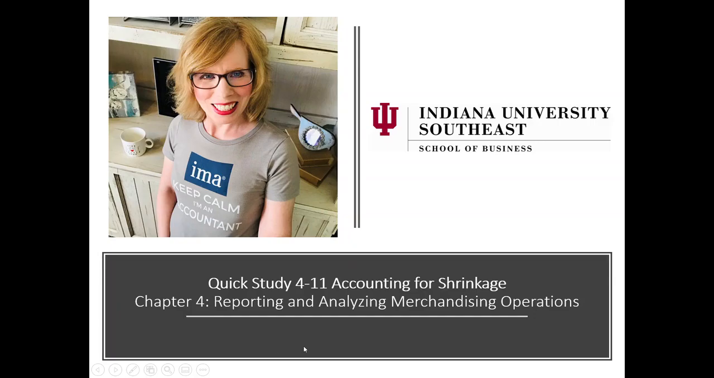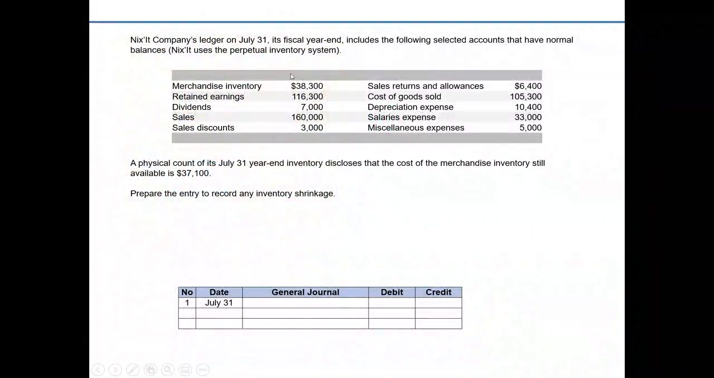In this problem, I'm going to demonstrate how a merchandiser accounts for shrinkage using an alternate version of Quick Study 411. So here we have the ledger balances as of their fiscal year end for Nixit Company. And we also note that Nixit Company uses a perpetual inventory system. And being that it has a merchandise inventory account and cost of goods sold, we know it's a merchandiser.